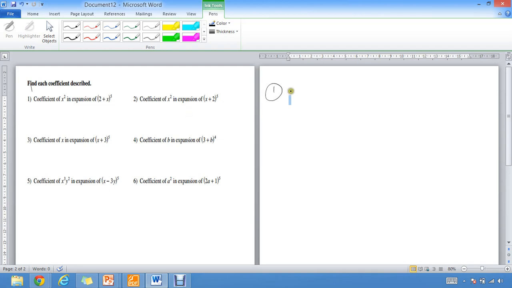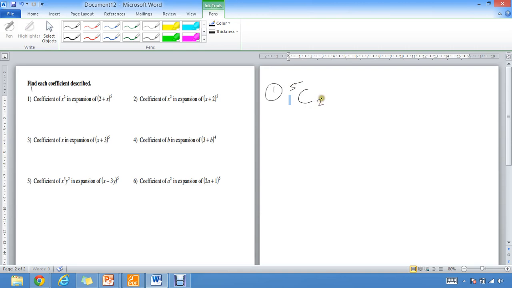Now if we look at question 1, we're looking to find the coefficient of x squared when we expand the bracket 2 plus x to the power of 5. Now what you have to do, you've got an NCR button on your calculator. If you haven't, you can always find that function on Google. So now we're raising the bracket to the power of 5, so therefore that would be 5C. Now I need x squared, so I'm going to put down 2 here.